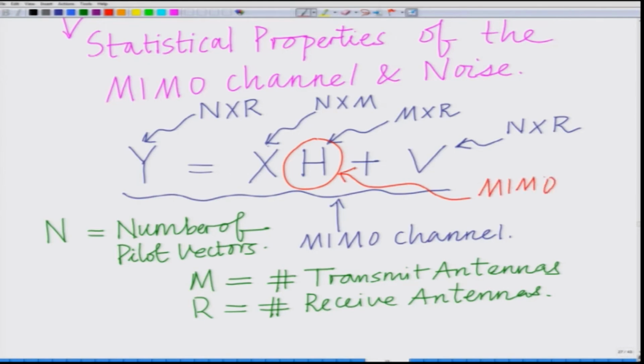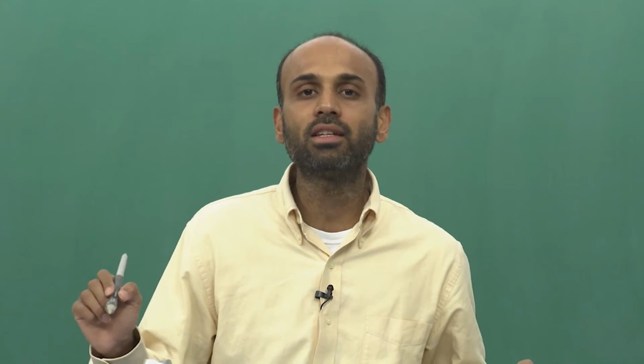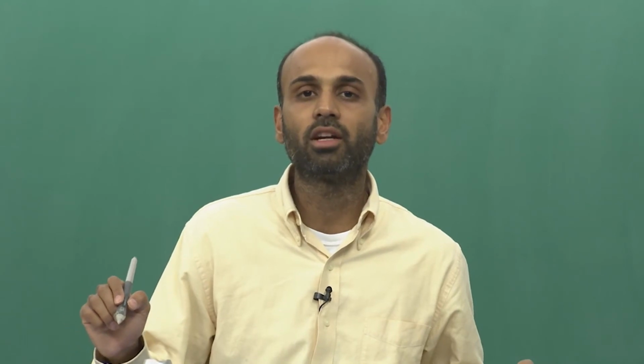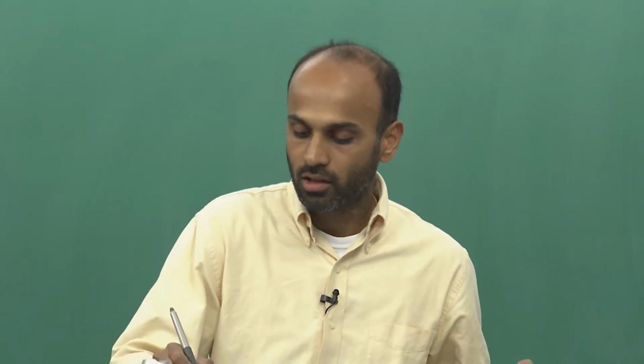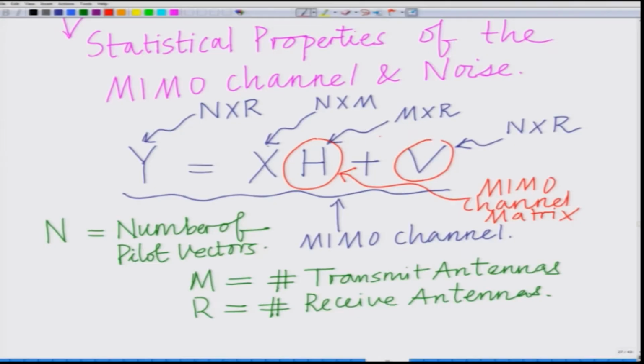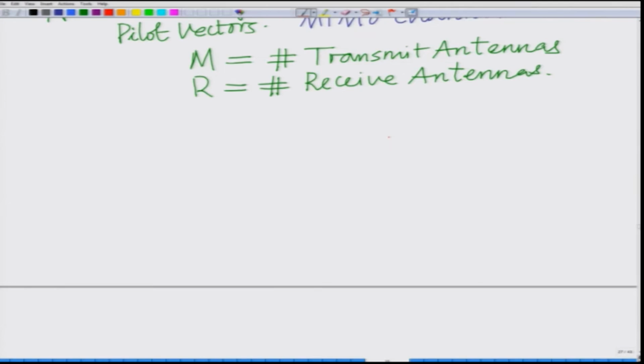H is the m cross r MIMO channel matrix, and we would like to estimate this MIMO channel matrix, which is termed MIMO channel estimation. Alright. But before we do that, let us examine the statistical properties of the MIMO channel matrix and also the noise matrix V. Okay. So, let us write this channel matrix down explicitly.